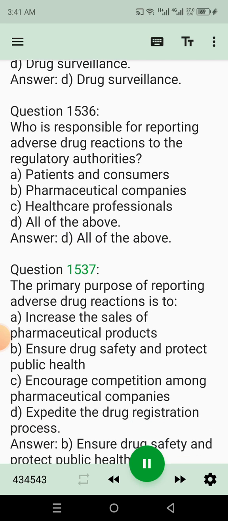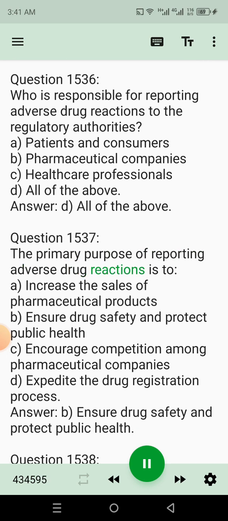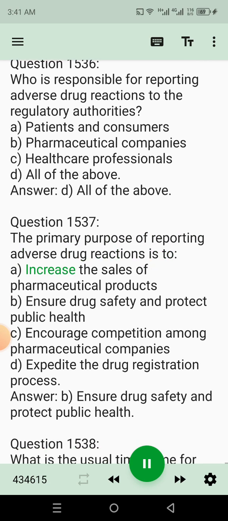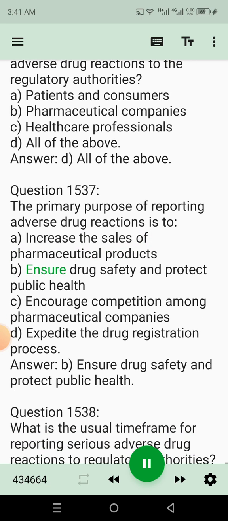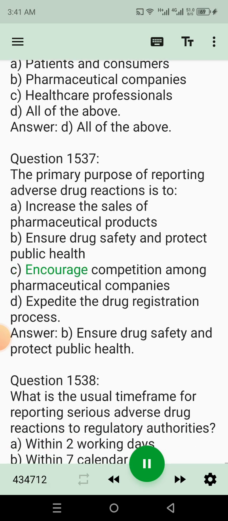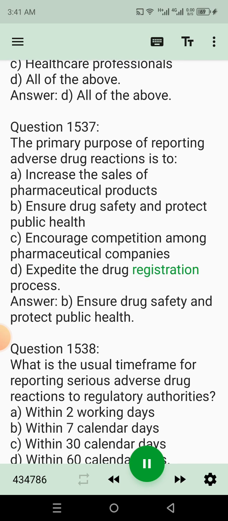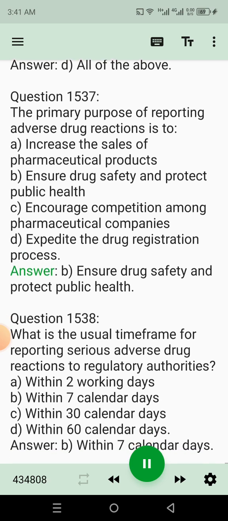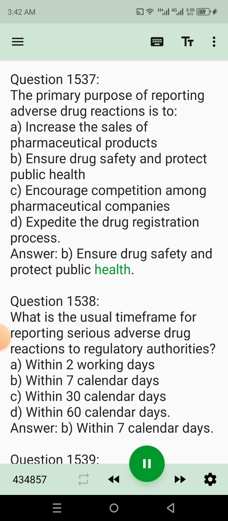Question 1537. The primary purpose of reporting adverse drug reactions is to A. Increase the sales of pharmaceutical products. B. Ensure drug safety and protect public health. C. Encourage competition among pharmaceutical companies. D. Expedite the drug registration process. Answer. B. Ensure drug safety and protect public health.